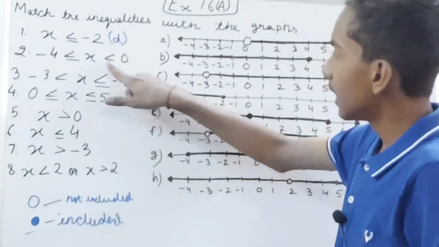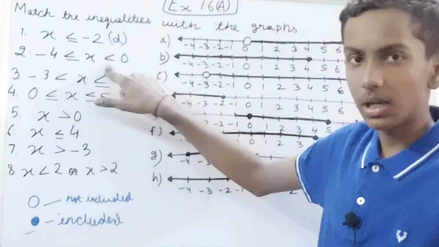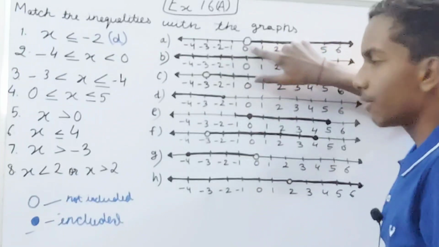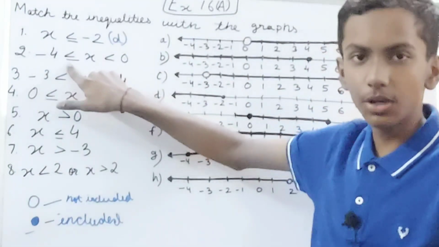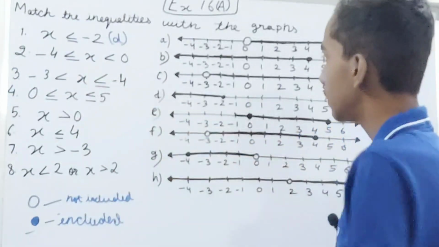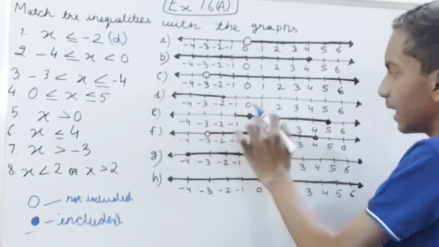Whenever you see a sign which is greater than or less than, then the circle will always be hollow or open. And if you see a sign less than or equal to, or greater than or equal to, then the circle will always be filled like these.